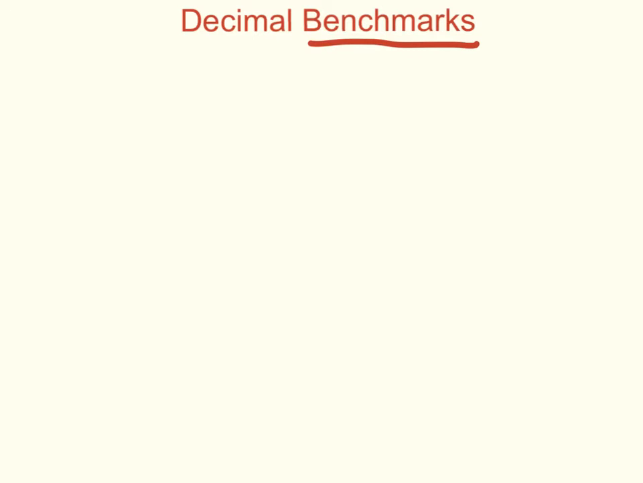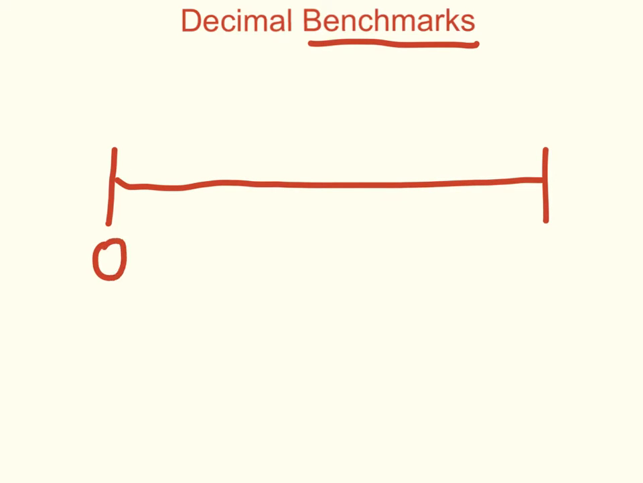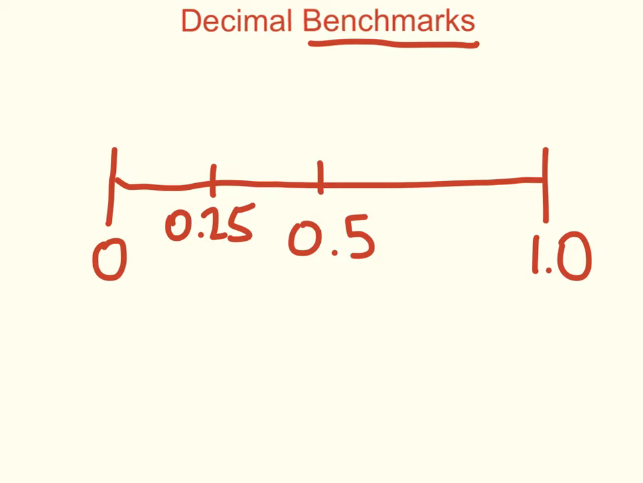First of all, let's make a number line. My number line starts at 0 and it goes up to 1.0. In the middle would be 1/2, which is the same as 0.5. A quarter of the way through, 0.25. And 3/4 of the way, 0.75. These are decimal benchmarks: 0, 0.25, 0.5, 0.75, and 1.0. Those are decimal benchmarks.